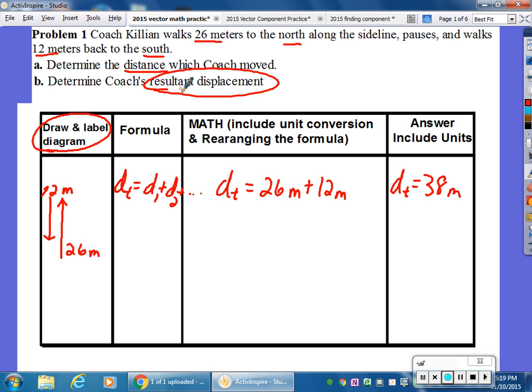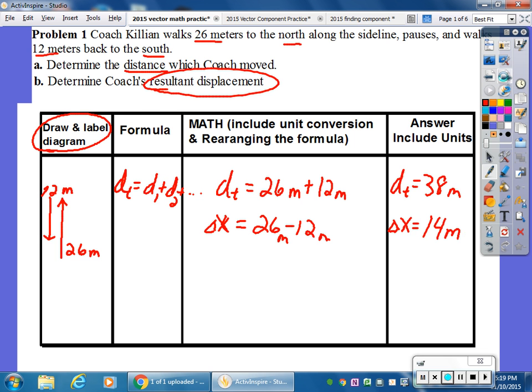Displacement is a vector, so now we have to keep in mind the direction. So for displacement, you've got 26 meters, and that's going up, and minus the 12 meters going down. So that's going to give you a displacement for Coach Killian's little marcher on the sideline of 26 minus 12, which is 14 meters. So very different numbers here in terms of displacement versus distance. So that's how you do question number one.